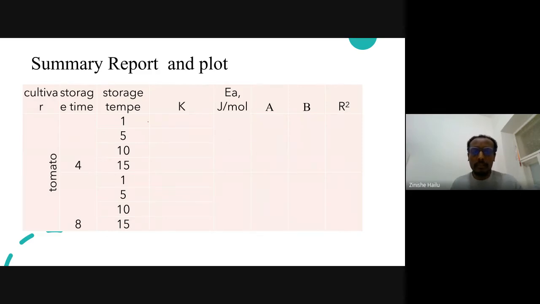These are the very important parameters: the reaction constant, how it changes with temperature and with time, and how the reaction rate goes. The activation energy is the energy involved, and I think at that time it's an exothermic reaction, so how much energy is released or produced from the respiration rates. And the R square tells how well the model fits. We can summarize this with a table.